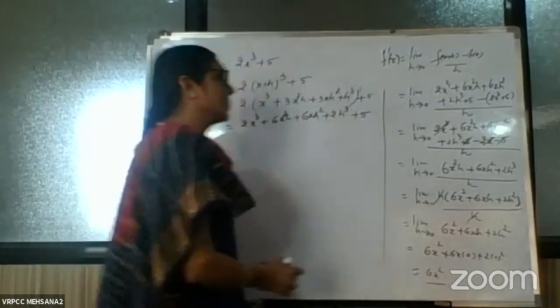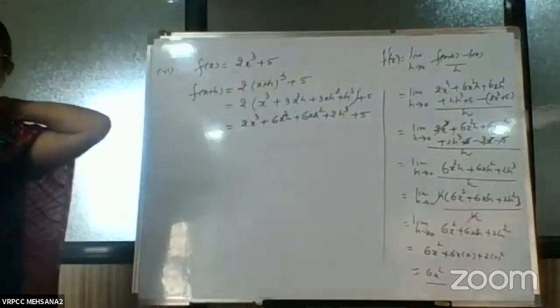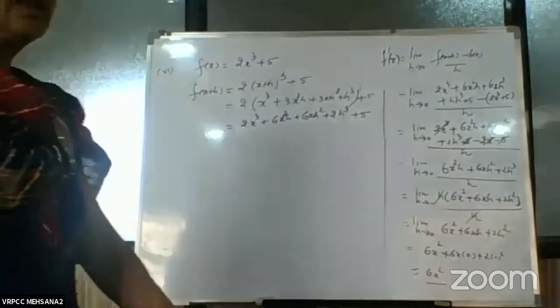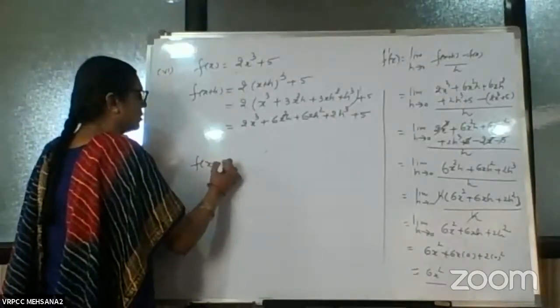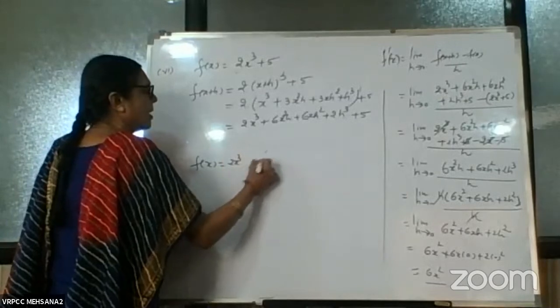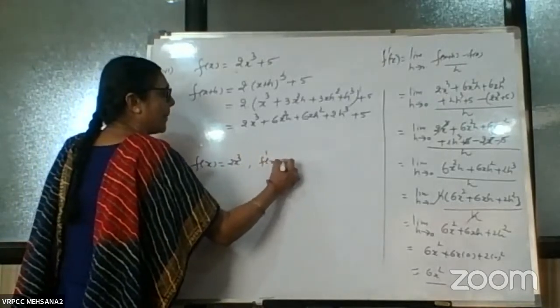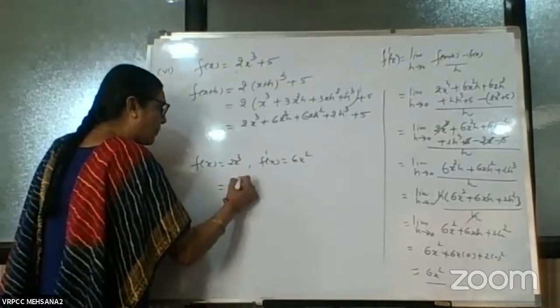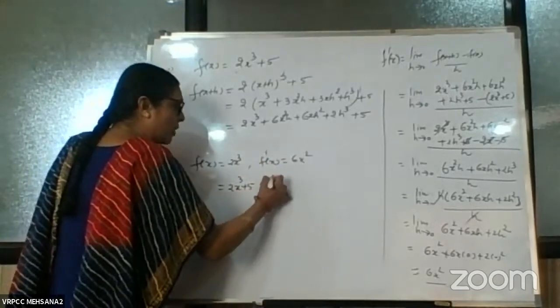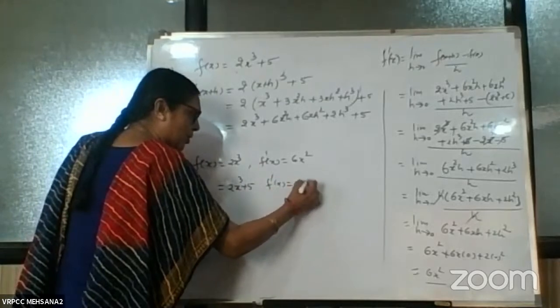Answer 6x square. Now you see that if f(x) is equal to 2x cube, its derivative f dash x is 6x square. If f(x) is equal to 2x cube plus 5, then also f dash x is equal to 6x square.